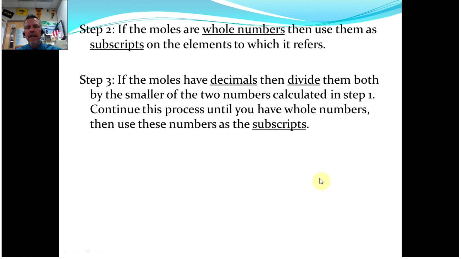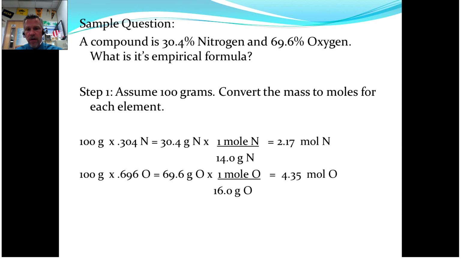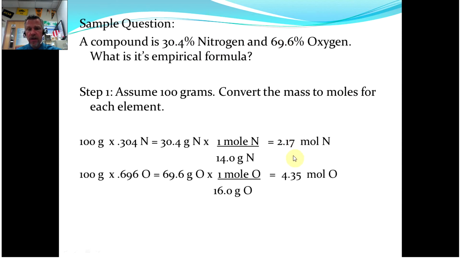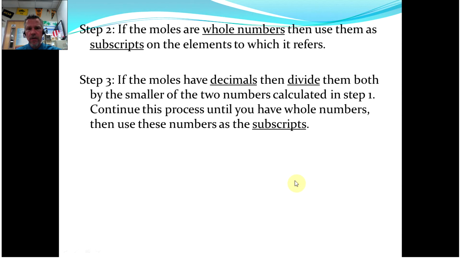Okay? Now the next step is to look at those numbers that we saw right here, 2.17 and 4.35. If those moles are whole numbers, then those become the subscripts for the elements to which they refer. That's not the case here. 2.17 is not a whole number, and 4.35 is not a whole number. So if the moles have decimals, then we divide that number of moles by the smaller of the two numbers calculated in step 1. So in other words, you divide each of them by the smallest of them.